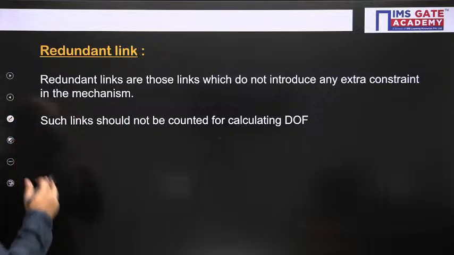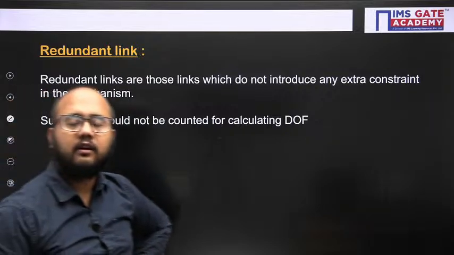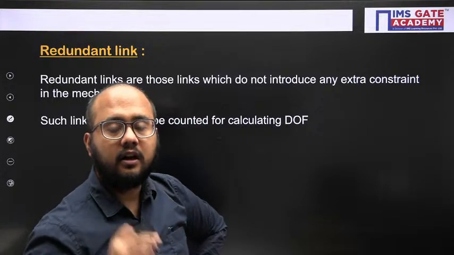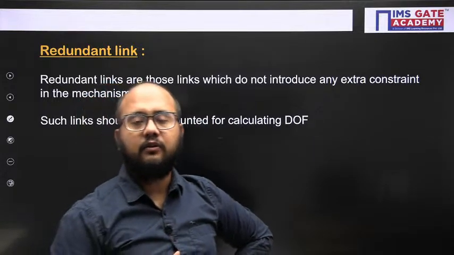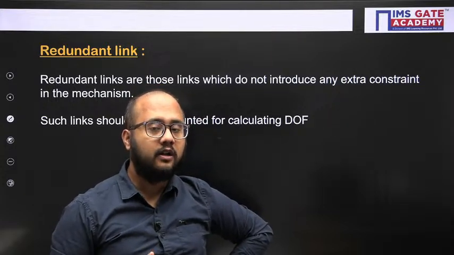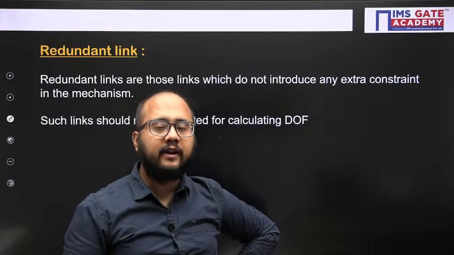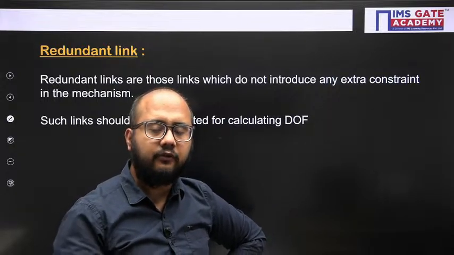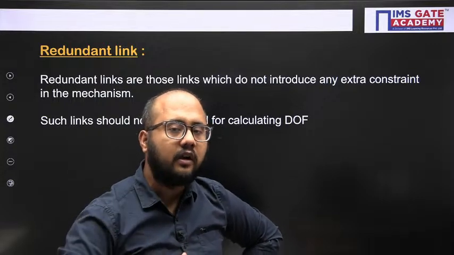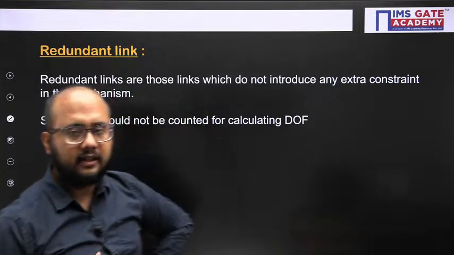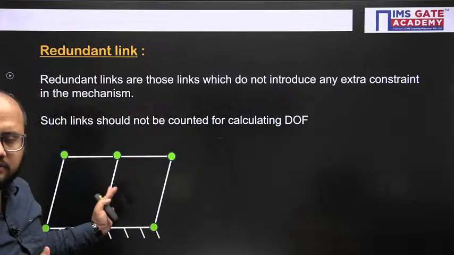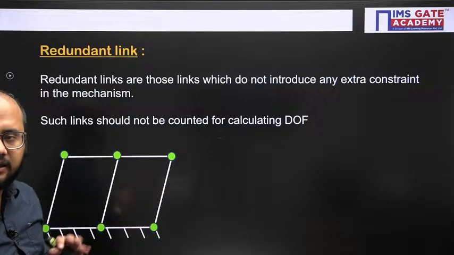So, that's why they should not be counted for calculation of the degree of freedom. Those redundant links should not be counted while calculating degree of freedom. I hope you got the point. Because whether it is there or not, it is not affecting the mechanism, so why would we consider it for the calculation of degree of freedom? We will not consider it. Okay, see the example. A similar question came in the GATE examination.